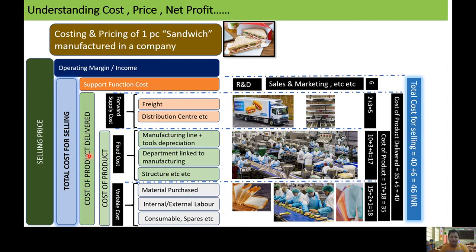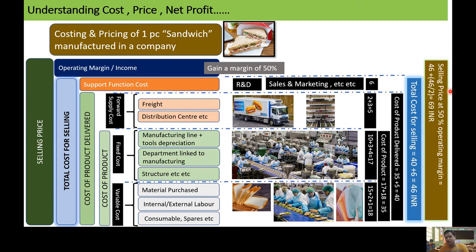Once we have the total cost, you can build the selling price on the cost, and how to build it depends on the income or the operating margin you want to make by selling this product in the market. Let us consider that the company wants to make 50% margin from this product. So the selling price will be 46 INR plus 50% of 46, which is equal to 69 Indian rupees. So 69 Indian rupees is the selling price of one sandwich coming out of this manufacturing process.